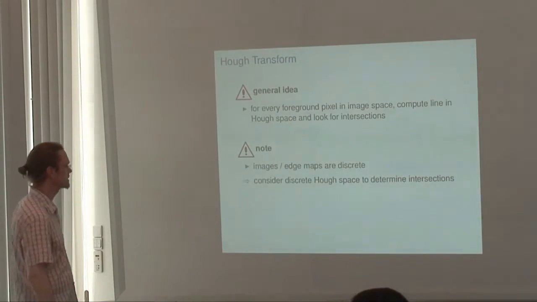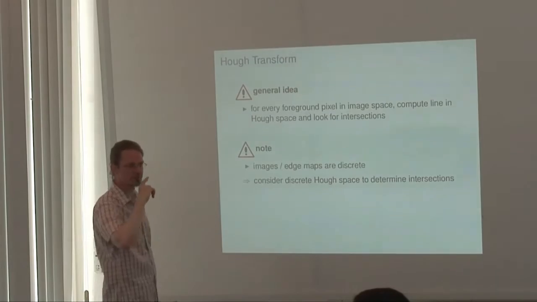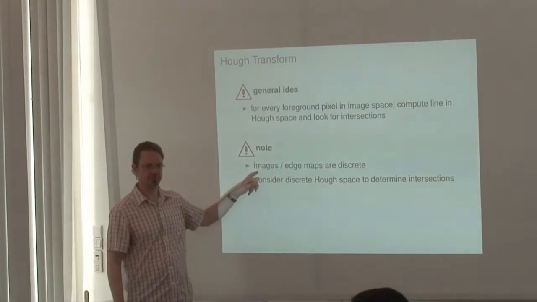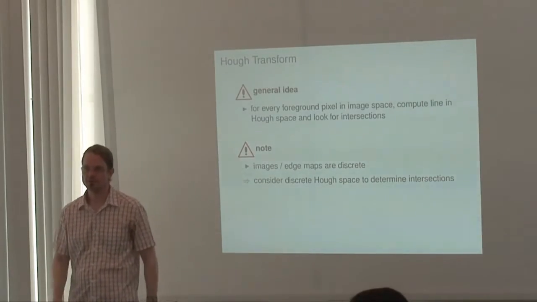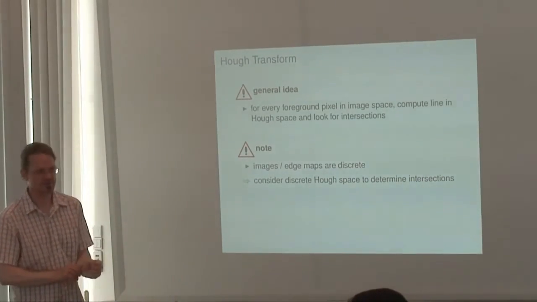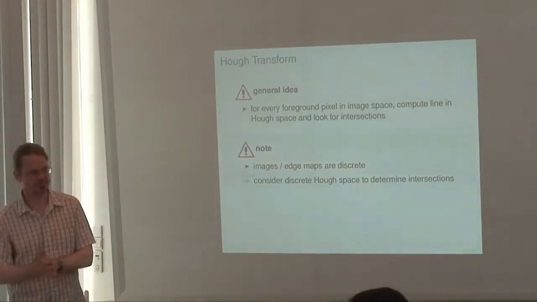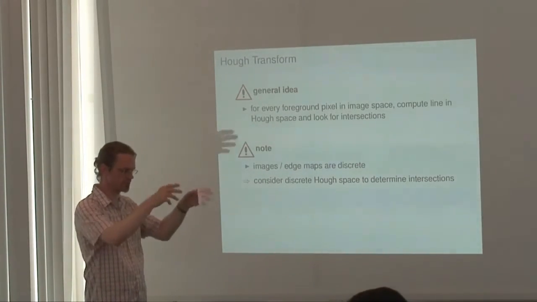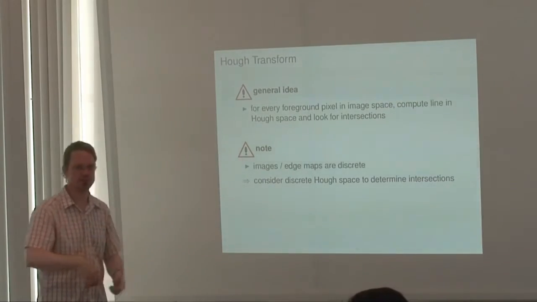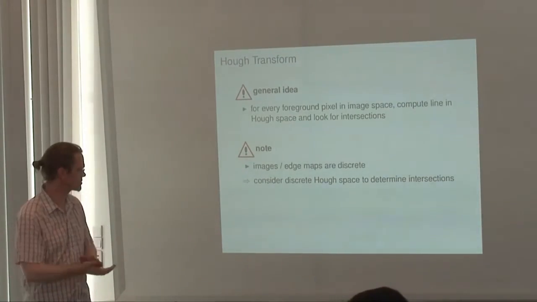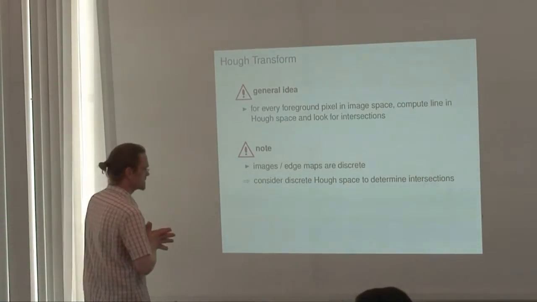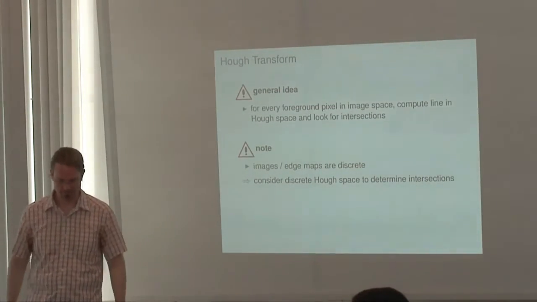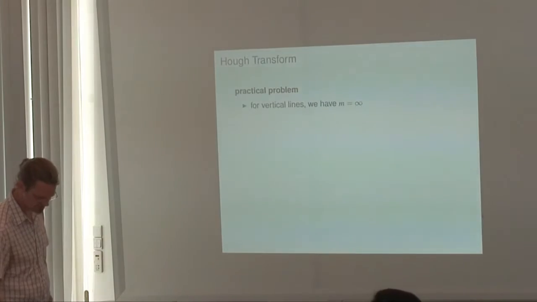The problem is, mathematically this is perfect. Right? Practice is a bit ugly because the images are discrete. And so we are not guaranteed that there will actually be intersections in this Hough space. If the image is discrete, and if we do computation with the computer, the Hough space has to be discrete as well. We are not guaranteed that there are intersections. So what we have to do is discretize it and be a bit general, and we'll see how that goes in a second.